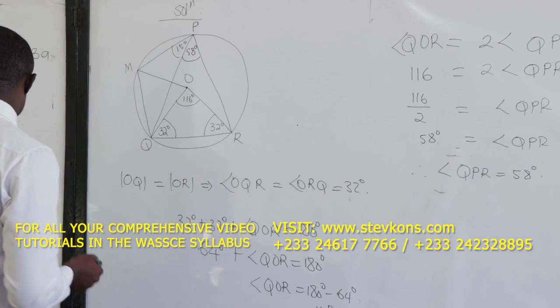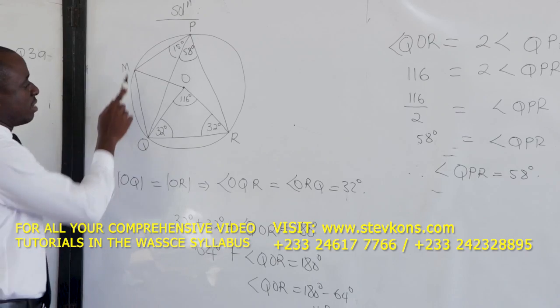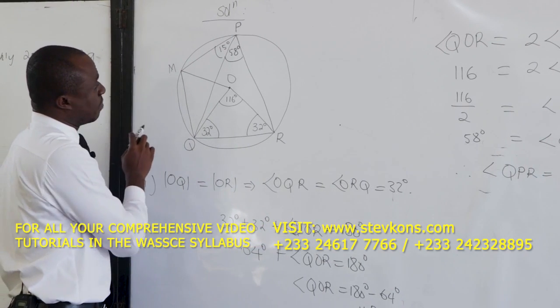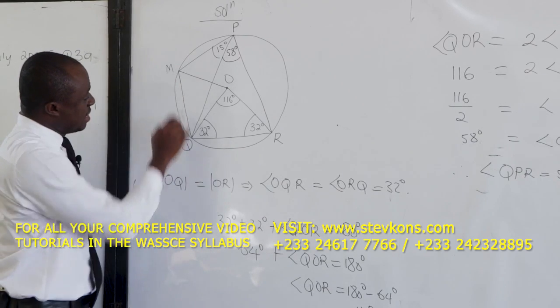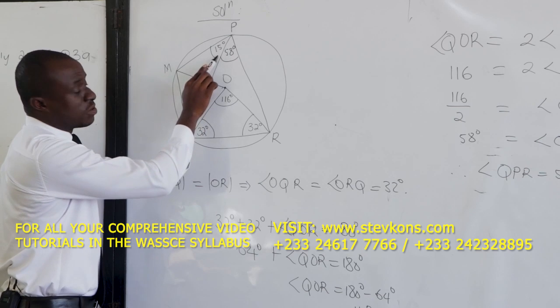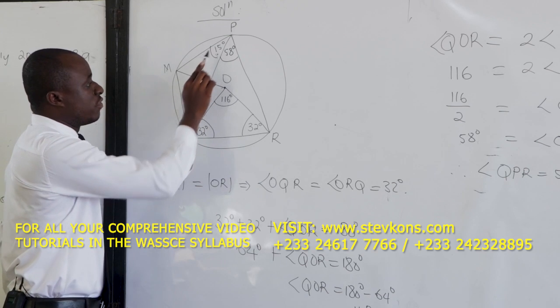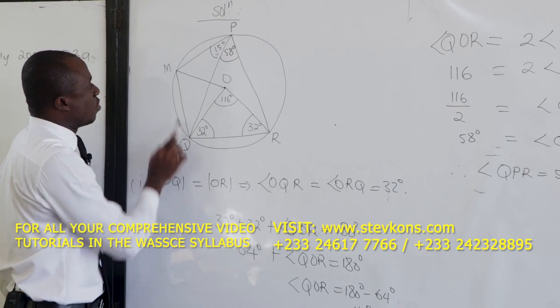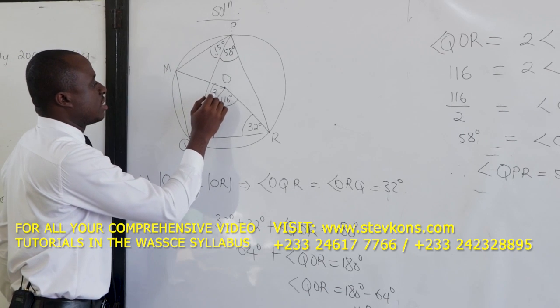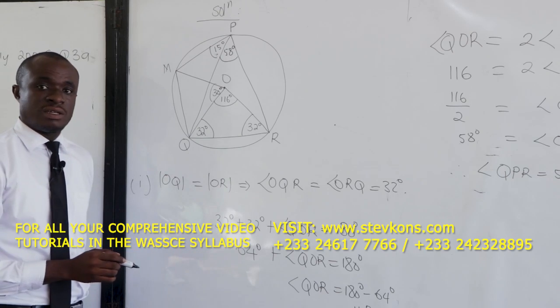Now the second one, we should find MQO. Now, clearly, MQO is a chord. And the angle a chord subtends at the center is twice that which it subtends at the circumference. So the same chord subtends an angle at the circumference. So if this is 15, it means this is 30 degrees.